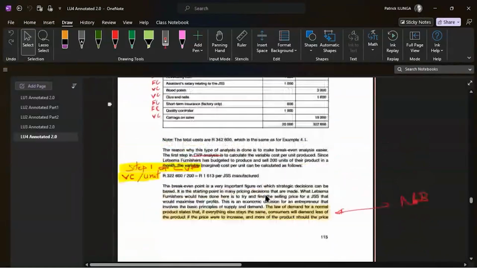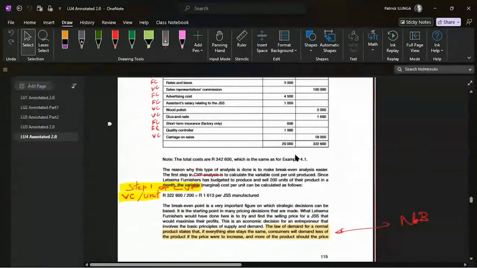So look at the total here. 20,000 is the fixed cost. 322,000 is the variable cost. When we put them together, we have 342,000, right? So now what is the CVP? CVP, cost, volume, and profit analysis. The first step of the CVP is we need to find the variable cost per unit. I put it there in your notes, step 1 of CVP, variable cost per unit.